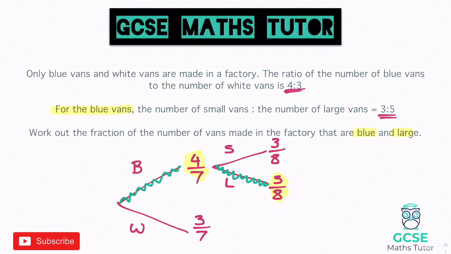So we're going to take that first fraction for blue, which is 4/7, and multiply it by the large fraction, which is 5/8. Multiplying fractions is nice and easy. We just times the top and times the bottom. So 4 times 5 is 20, and 7 times 8 on the bottom is 56. And that's our final answer. 20 out of 56 is our fraction of the vans in the factory that are blue and large. Hopefully that makes it quite simple to understand, but essentially we just pair together the two fractions that we're looking at and multiply them together just like we would on a probability tree.